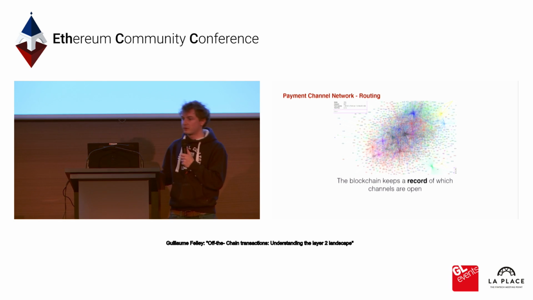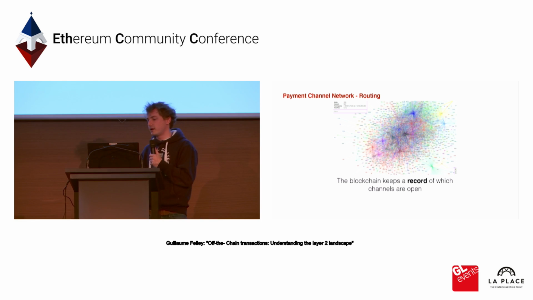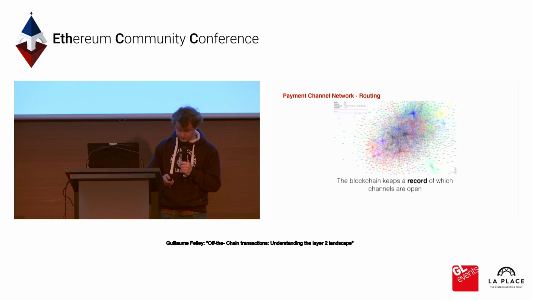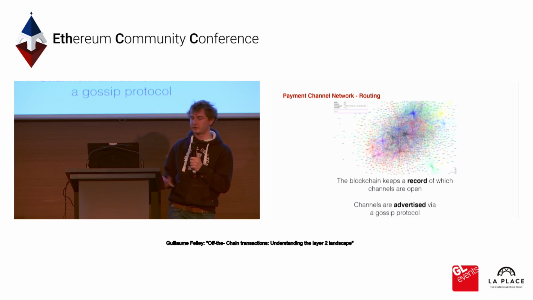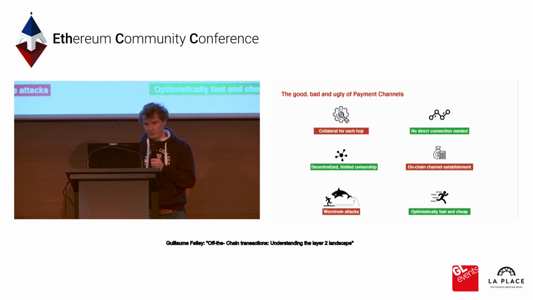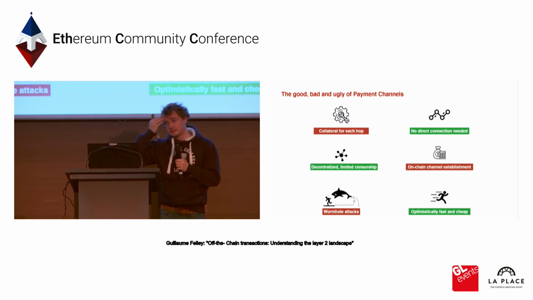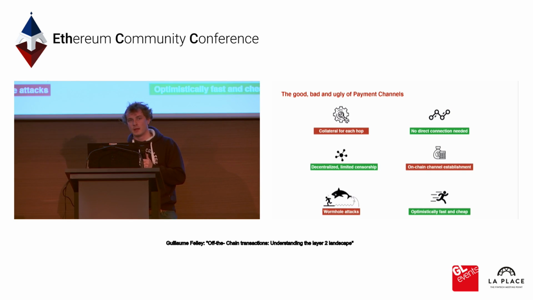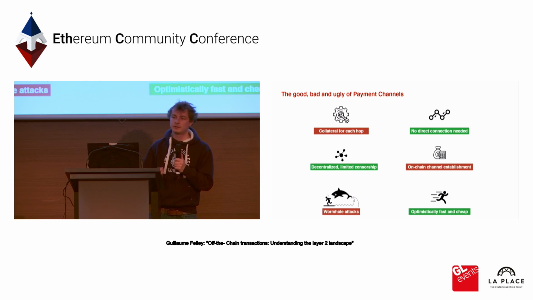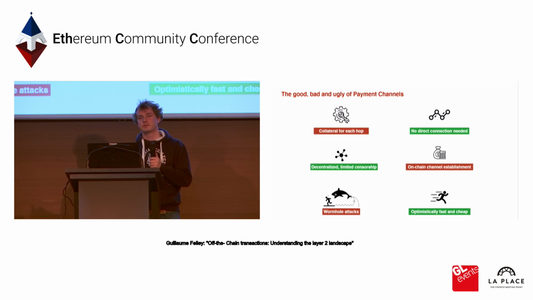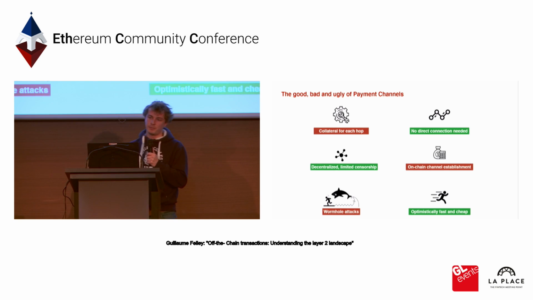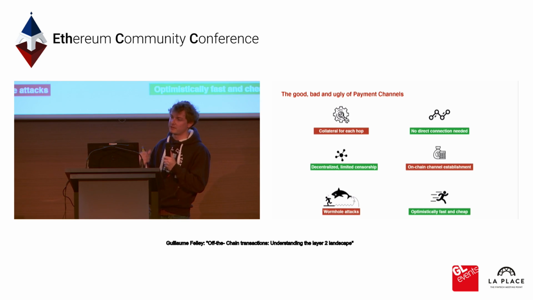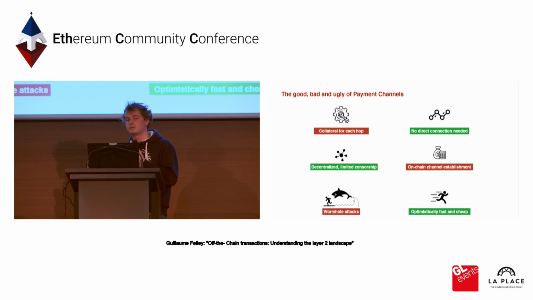And then you have this network graph. You have to keep a record of all the channels that are open, and you hopefully have to route through that. You have to advertise your channel and so on. So the good and the bad of payment channels: they require some collateral, and each of those hops increases the amount of collateral that you need for this payment channel, and that might be expensive, which makes it not practical for large payments.